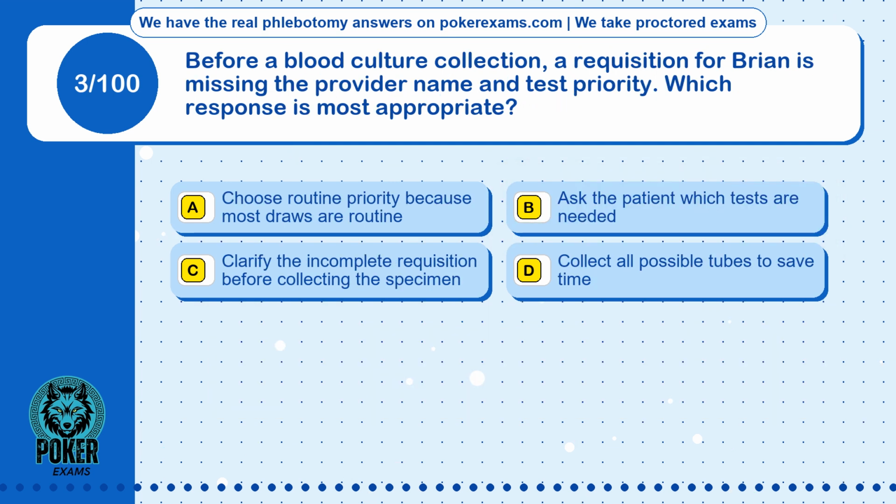Question 3. Before a blood culture collection, a requisition for Brian is missing the provider name and test priority. Which response is most appropriate? Option A. Choose routine priority because most draws are routine. Option B. Ask the patient which tests are needed. Option C. Clarify the incomplete requisition before collecting the specimen. Option D. Collect all possible tubes to save time.